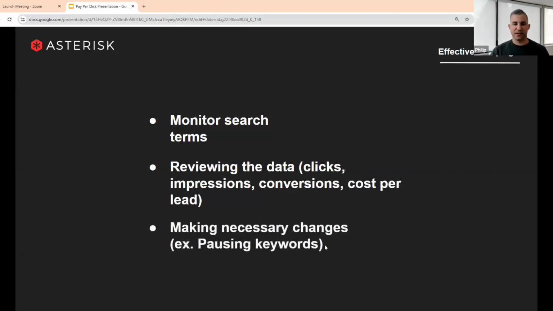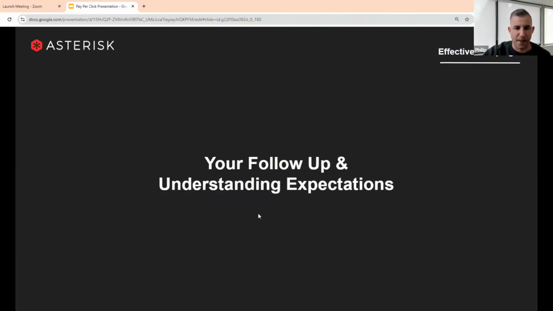So like pausing keywords that are eating up your budget but not producing results. That's not good for anybody, right? So we've got to pause those, and then we have to shift the budget over to keywords that are producing results. And then again, if you're working with a company, they should be doing all of this stuff for you. And if you're doing it yourself, you better be doing it too, or else you're going to get not great results.